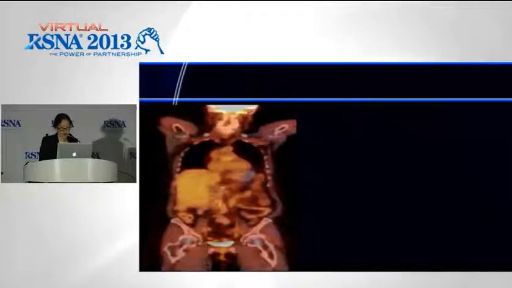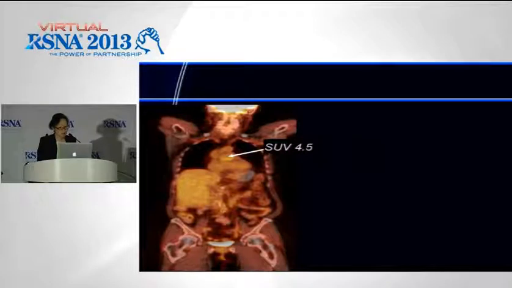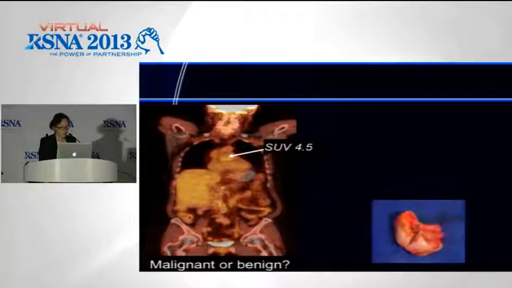So there was concern about malignancy, and the patient was referred for a PET-CT scan, and here we can see increased metabolic activity, but not a huge amount of increased metabolic activity. And there was still a question about whether this was a malignant or a benign lesion, and so this lesion ended up being resected, and this was a paraganglioma.